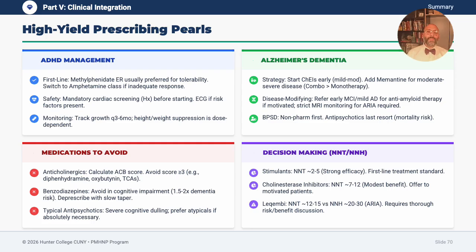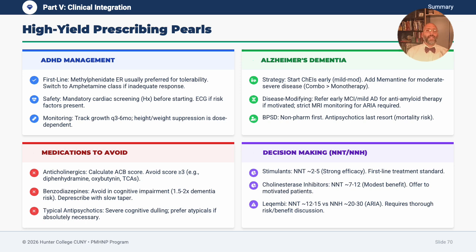For Alzheimer's dementia, start the cholinesterase inhibitor early in mild to moderate disease. Add the memantine as the disease progresses. Combination therapy outperforms monotherapy. And then refer motivated patients with mild cognitive impairment and mild Alzheimer's. They could be considered for the disease-modifying therapies. But be mindful of ARIAs.